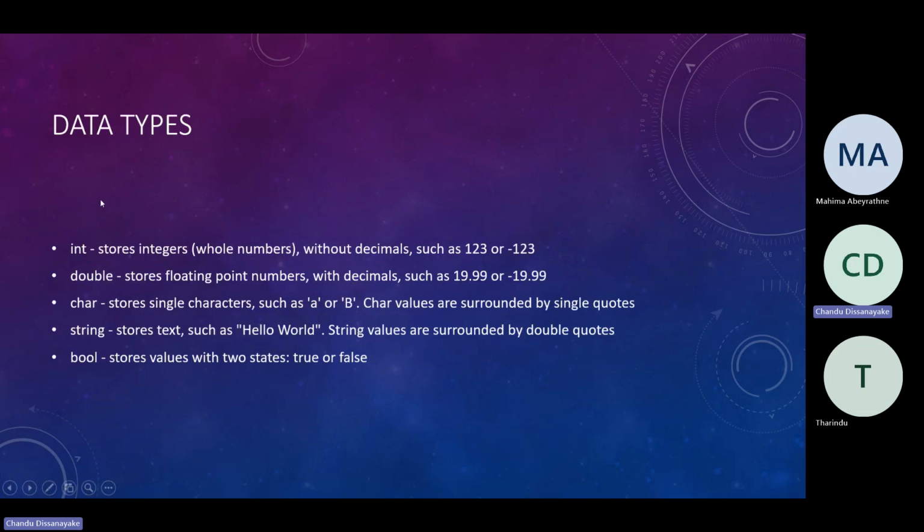There are five main data types. int means integer, it stores integers. double is used to store floating point numbers, that means numbers with decimals, not integers. char means it is for a single character. string means it is for different letters, numbers, anything we want. Then bool means it is a value of true or false. True or false means 0 or 1.